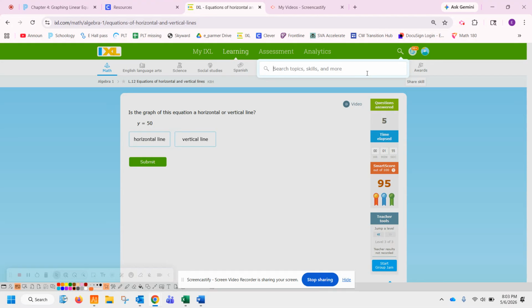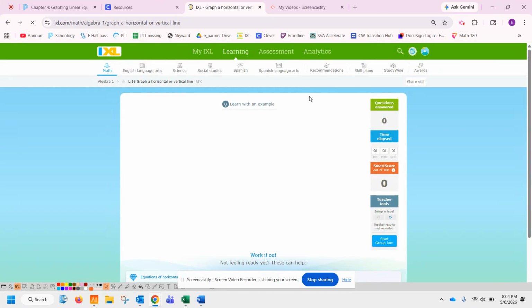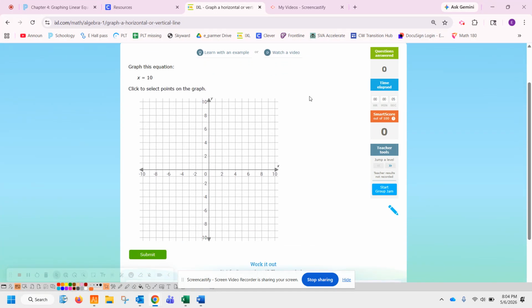The next and last IXL is BTK, and you are actually going to be graphing lines this time. So you've done it on paper. This time you're doing it electronically. So I'm going to give you some tips and tricks that I may not have discussed in the video that would be specifically helpful if you're graphing it electronically. So first of all, it's going to be an X line. So I do know that it's going to be a vertical up and down line. It's going to cross the x-axis at 10.